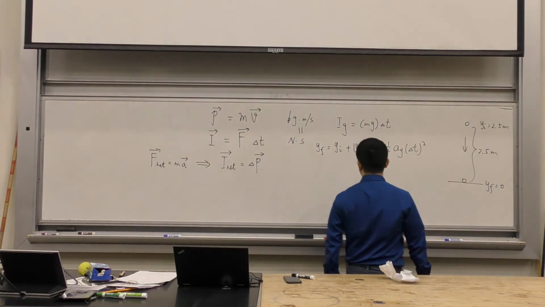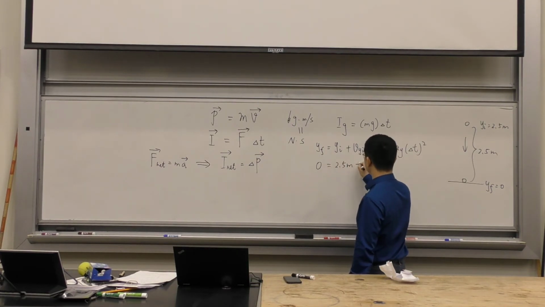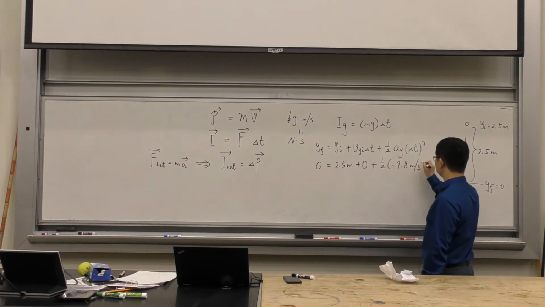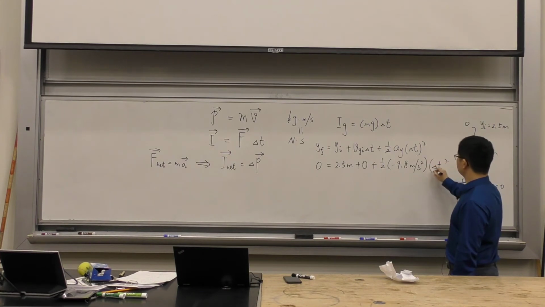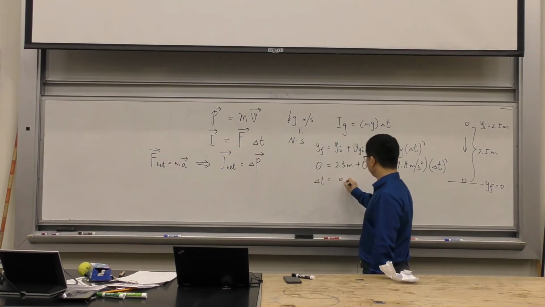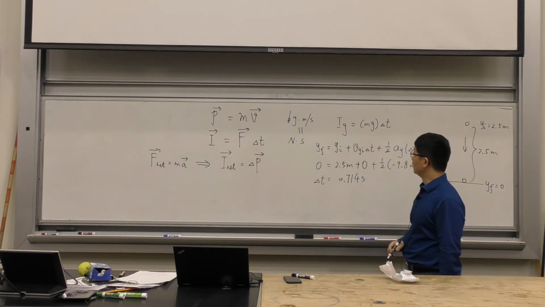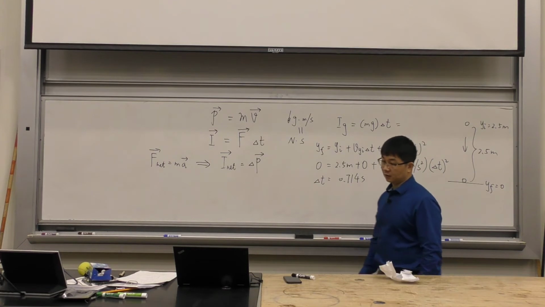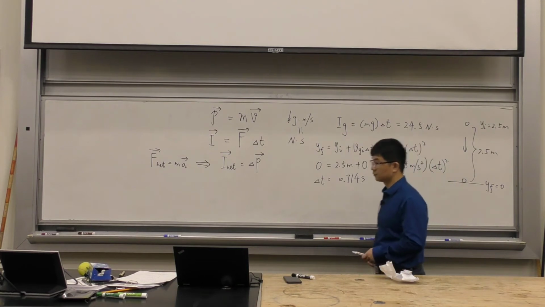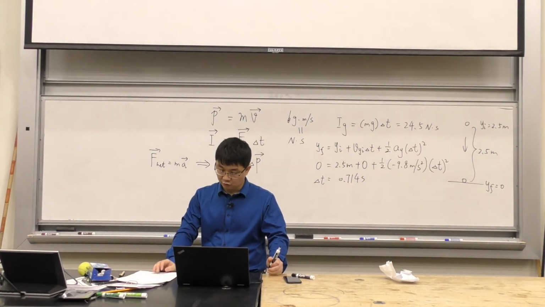So first of all, let's find the time, right? The final height is 0, initial height is 2.5 meters, initial velocity is 0, and then acceleration is negative 9.8. I plug in, and the time I found is 0.714 seconds. Now you can plug it into the definition of impulse. Multiply them together. What do you get? That's going to be 24.5 newtons times meters, or newtons times seconds. That is the impulse from gravity on this stone.